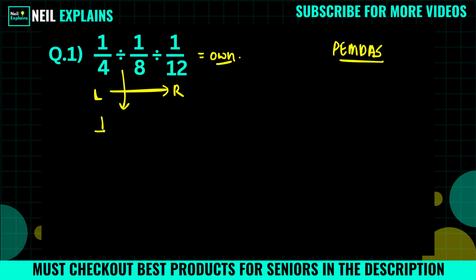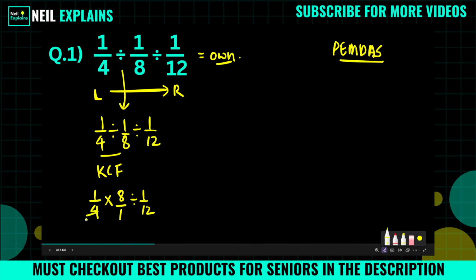So we will write our question again here like this. First we have to solve this part, and to solve it we will use KCF. KCF stands for keep, change, flip. We keep 1 by 4 as it is, change this division into multiplication, and flip 1 by 8, which will become 8 by 1, divided by 1 by 12. This is nothing but 4 times 1 and 4 times 2, that is 8.